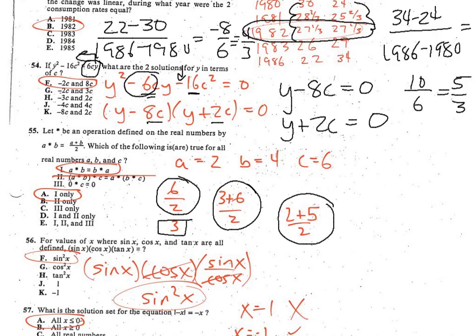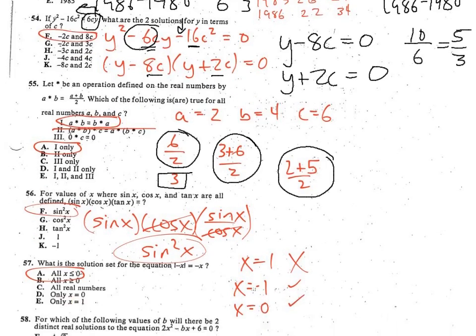56 starts by saying sine of x times cosine of x times tangent of x equals what? And we already talked about before the identity for tangent of x equaling sine over cosine, and with cosine over cosine canceling out to become 1, I'm left with sine times sine, giving us sine squared of x.